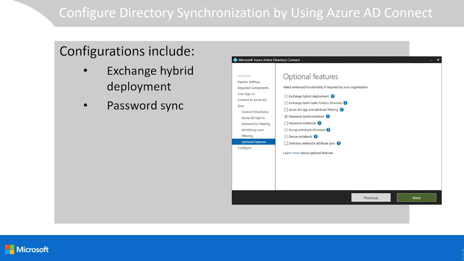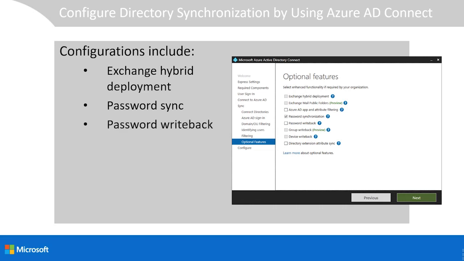Password Synchronization. This synchronizes a hash of the user's on-prem password with Azure AD. When the user authenticates to Azure AD, the password they enter is hashed using the same process, and if the hashes match, the user is authenticated. Each time the user updates their password on premises, the updated password hash synchronizes to Azure AD.